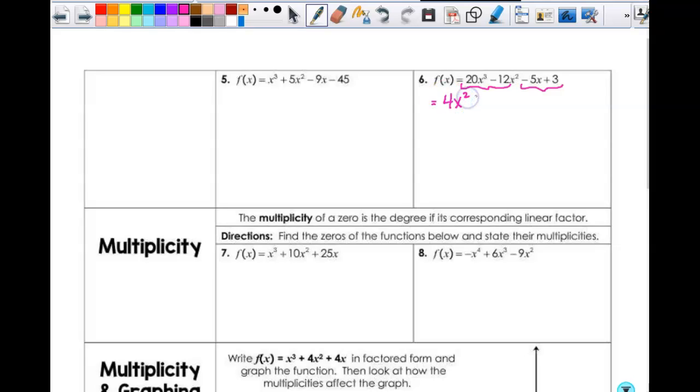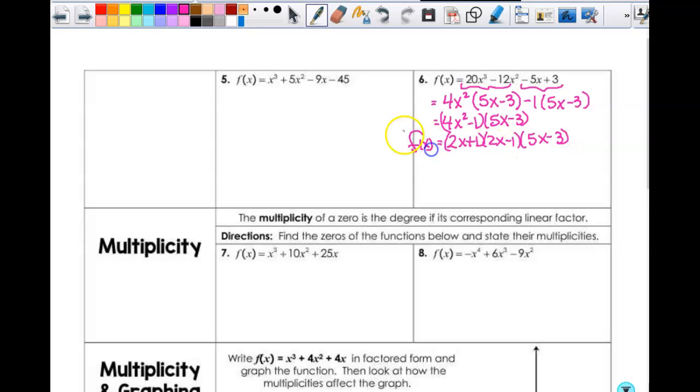So 4x squared times 5x minus 3. And then what do I factor out of these 2? Negative 1. That leaves me 5x minus 3. So when you do this, remember these 2 things in parentheses have got to match. So this equals 4x squared minus 1 times 5x minus 3. Thank you. Difference of squares. This is equal to 2x plus 1 times 2x minus 1 times 5x minus 3. And this is f of x. Boom.